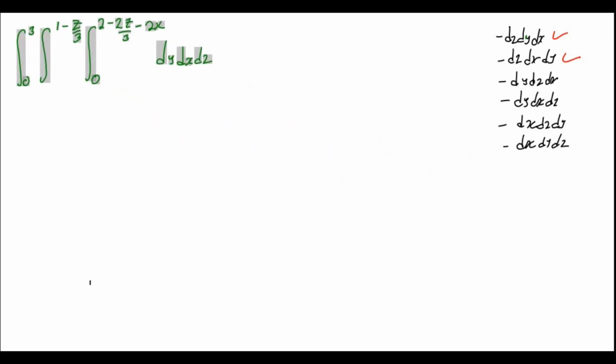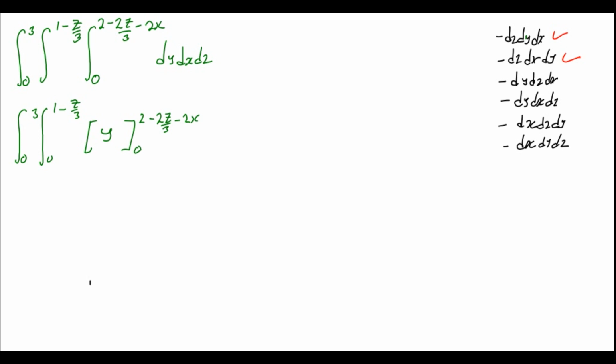Just place it up there. Okay, so let's go ahead and do the integration. We are first of all integrating with respect to y. So this is moving from 0 to 3, then from 0 to 1 minus z over 3. So integrate with respect to y, you get y. You're moving from 0 to this one here, which is 2 minus 2z over 3 minus 2x. Then you have your dx dz now.